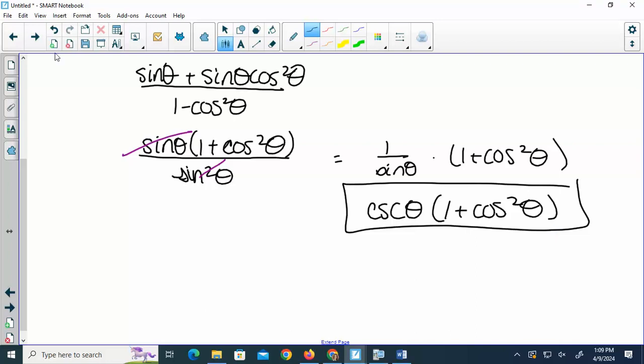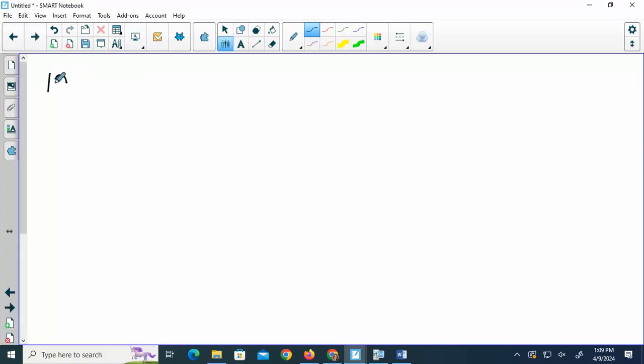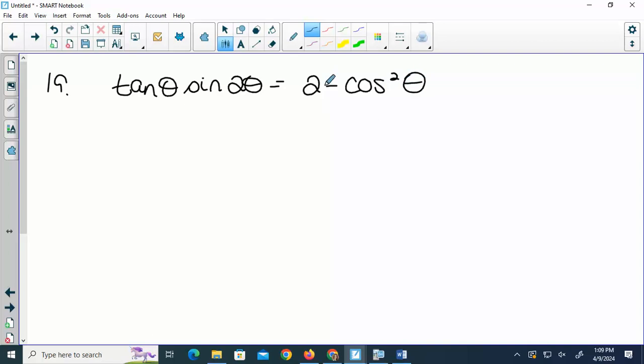All right, problem 19. Tangent theta times sine 2 theta equals 2 minus 2 cosine squared theta. There's not one side that's obviously easier. However, what sticks out to me is those angles are different. So if you have different angles, it might be easier to work with that side because we know we have a formula for the cosine 2 theta.